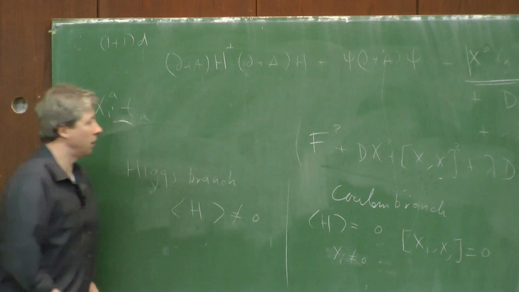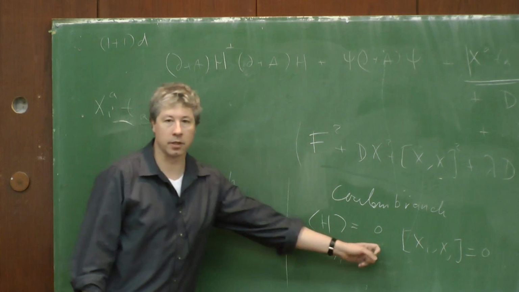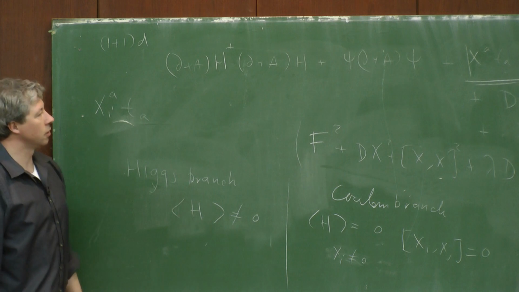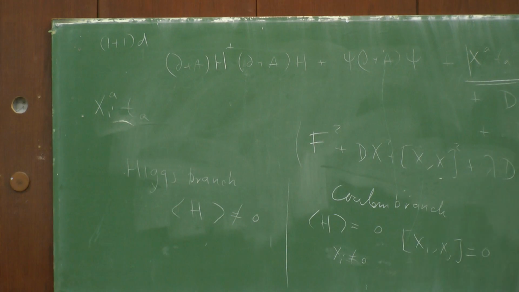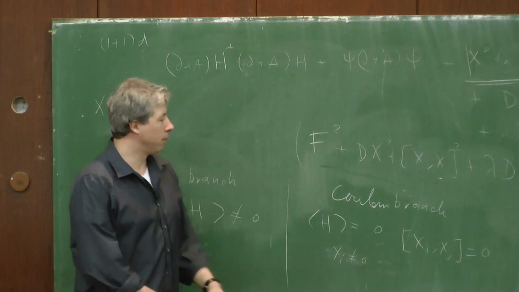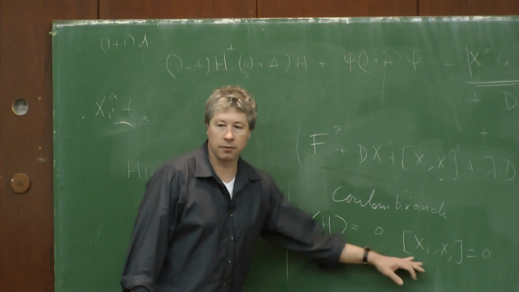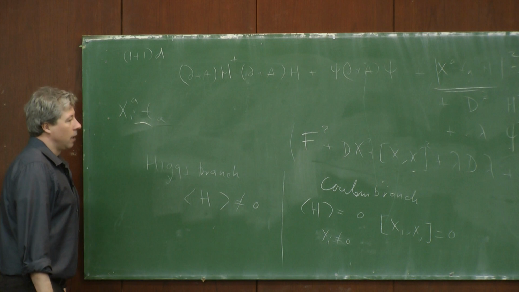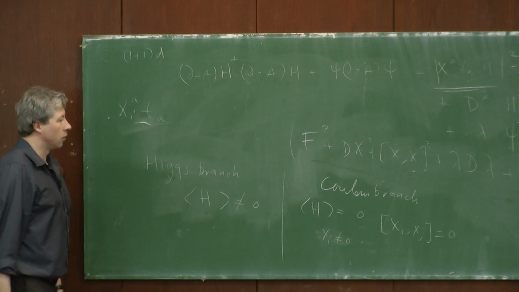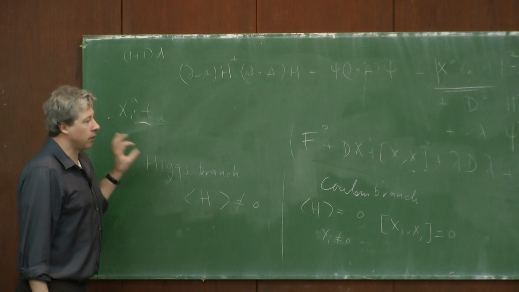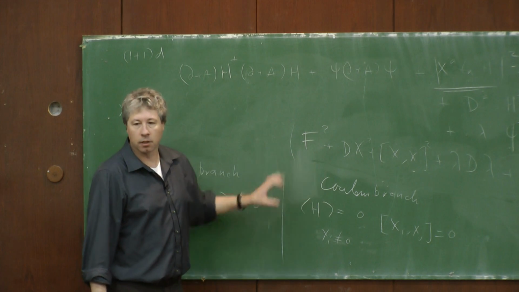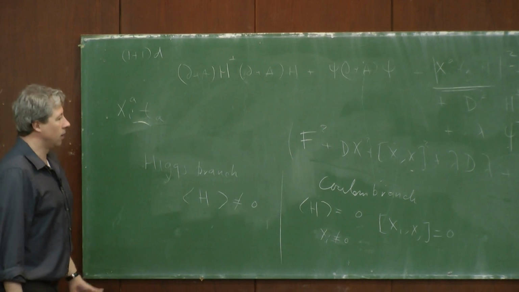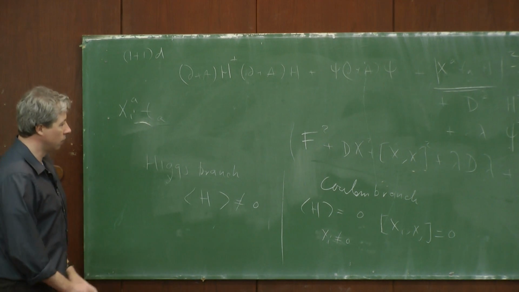Now, you might say, I'm either on this branch or on that branch, but that's generally not true, because these fields have many components. And in principle, I could have part of the components non-vanishing and part of the components vanishing. And that would be a mixed Coulomb-Higgs branch. And this is going to be important for what I'm going to say later on, because the fact that we have a Higgs branch, a Coulomb branch, and something in the middle is telling us that there may be different things to look at.